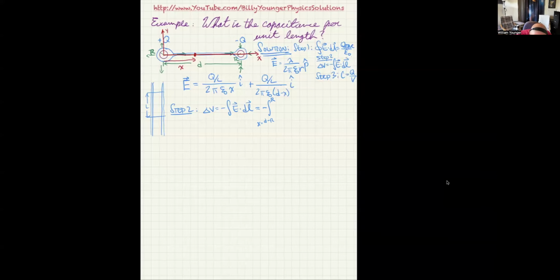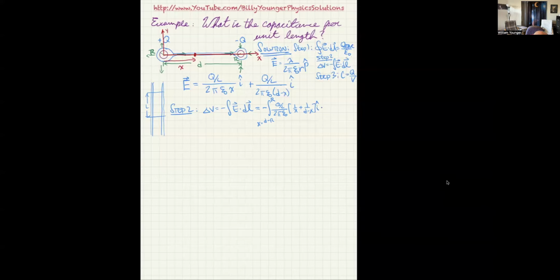So now I've got the range of integration as indicated. So the electric field is, as you can see, basically Q over L over 2 pi epsilon naught times, in this case, 1 over x plus 1 over d minus x, all that in the i hat direction.